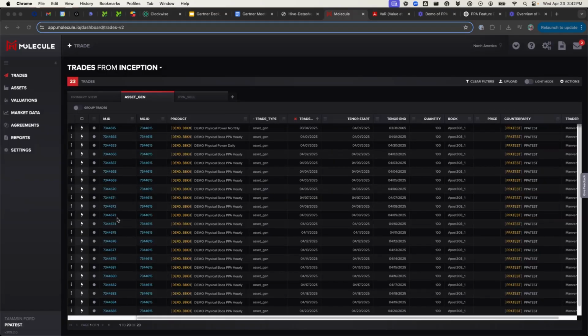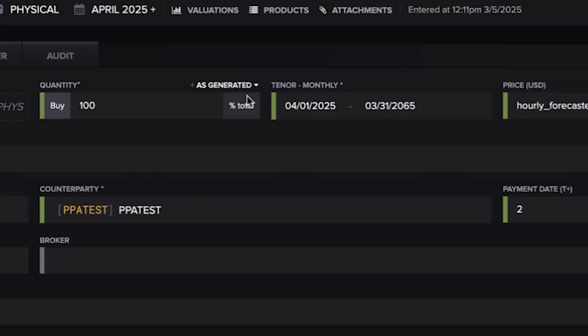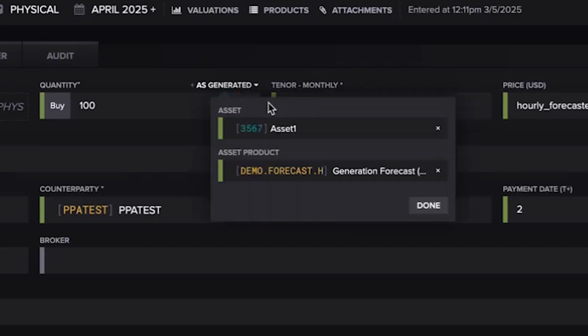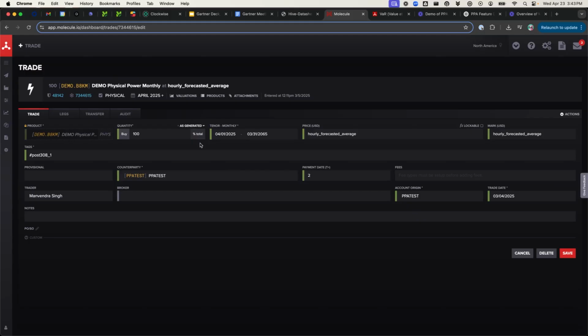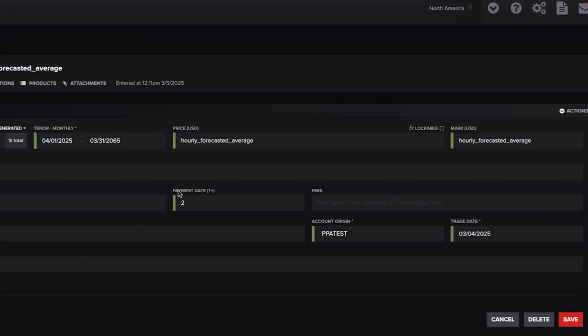Moving over to the trade screen, you now see this monthly trade here, which was entered as a cascading trade. Inside this trade, we have an AsGen dropdown in which we pick the asset and the product that we saw on the asset page. We then put in 100% of the total to show that we are going to be taking the volumes exactly as they are in the table that we saw and applying them to be the volumes of this trade. Finally, over here on the price and the mark, you see the special roll-up formula, hourly forecasted average.